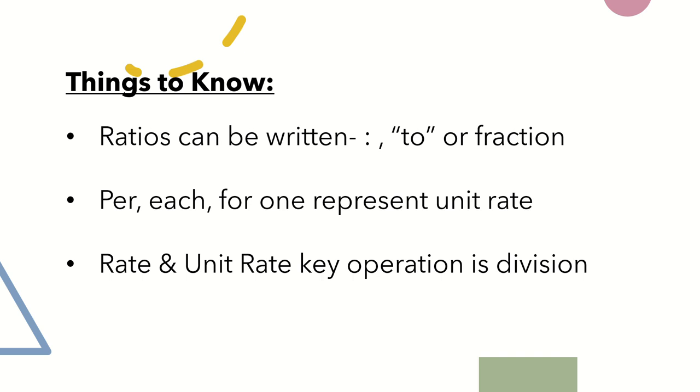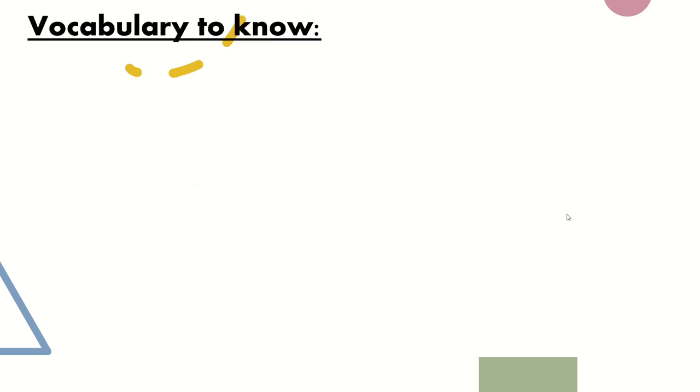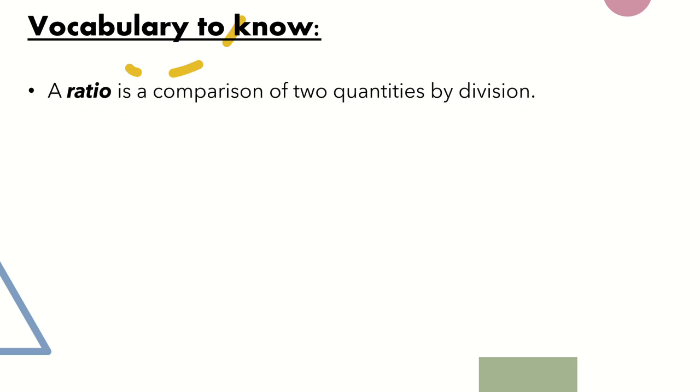Let's move into some practice. Let's quickly review some key vocabulary as well. Of course, we need to know what each definition is before we get started. A ratio is a comparison of two quantities by division. Again, those are just quantities, so they're just going to be numbers.